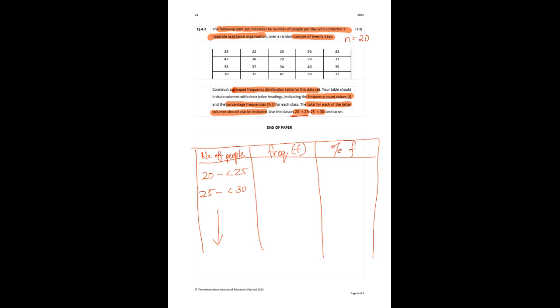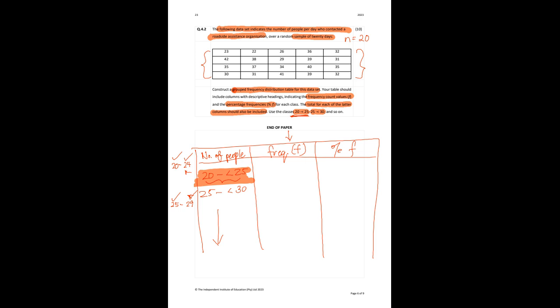The frequency would be looking at how many fall into each category. So basically, you're looking at how many people are between 20 and 24. Remember, it says below 25, less than 25. So technically, that means 20 till 24, including 20, including 24. So you'll count from here how many fall into that category. The same here, 25 to less than 30 means 25 till 29, including 25, including 29.